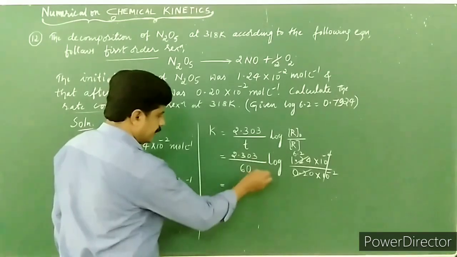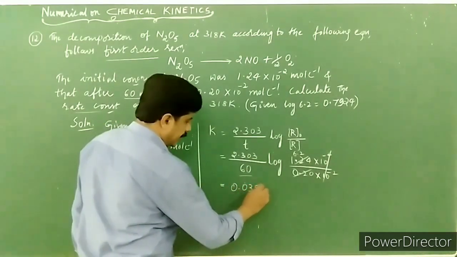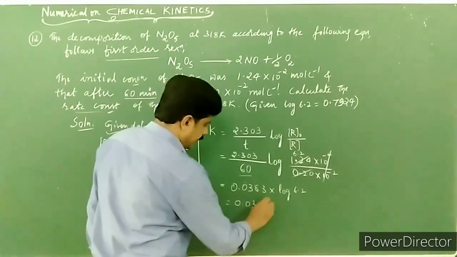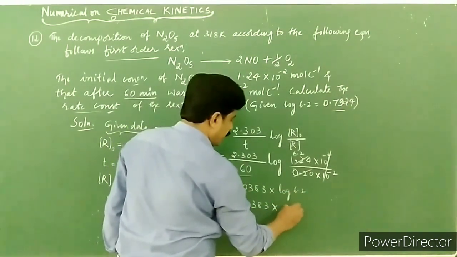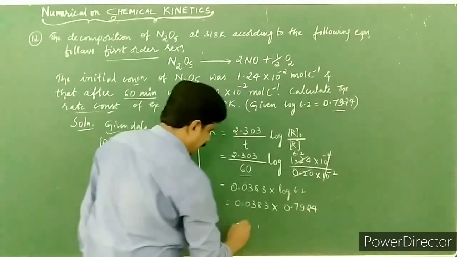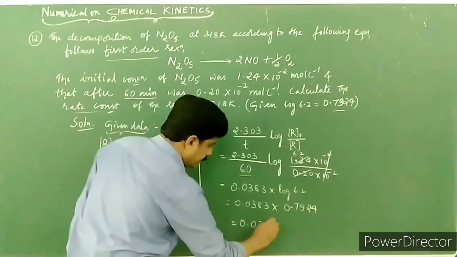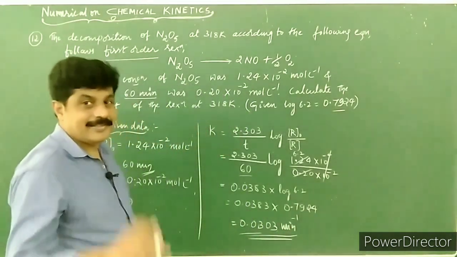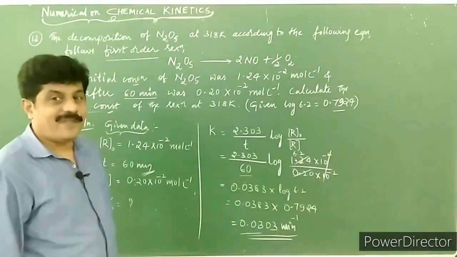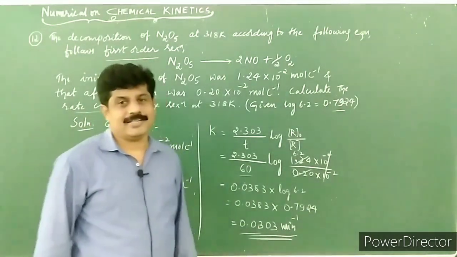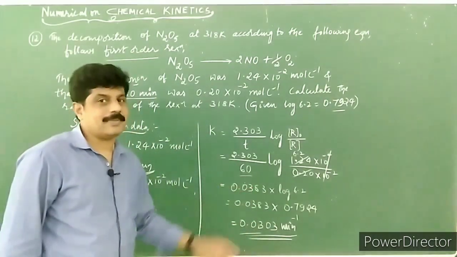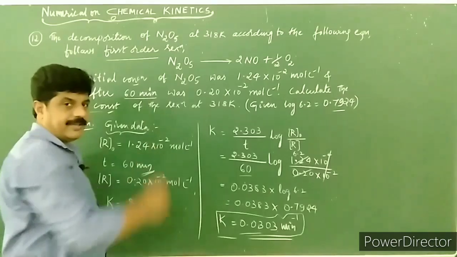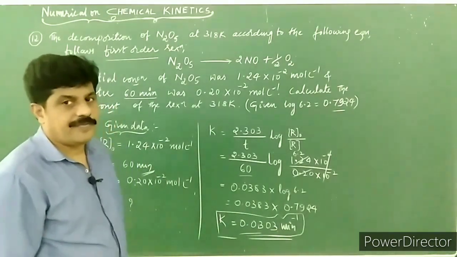Now let me write. If you simplify this, you are going to get 0.0383 into log of 6.2. Now 0.0383 into log 6.2, which is given here as 0.7924. Now if you simplify, you are going to get 0.0303 per minute. Why per minute? The unit of rate constant for a first order reaction is per minute in this case. Usually we take it as per second, but in this case it is per minute. So this is the value of the rate constant for the above reaction, where N2O5 decomposes to give 2NO2 plus half a molecule of oxygen.